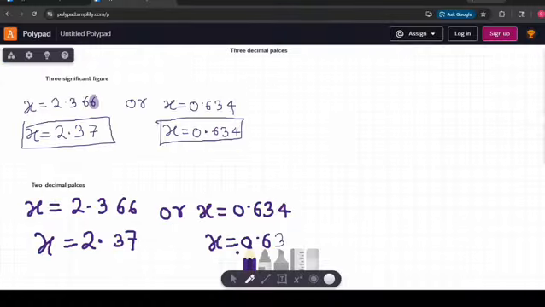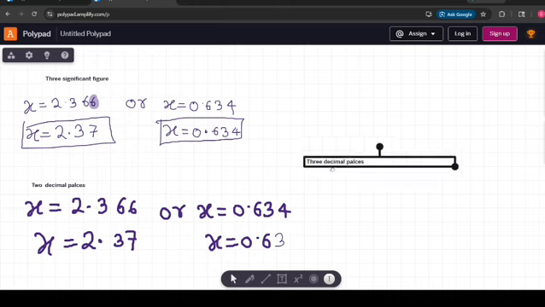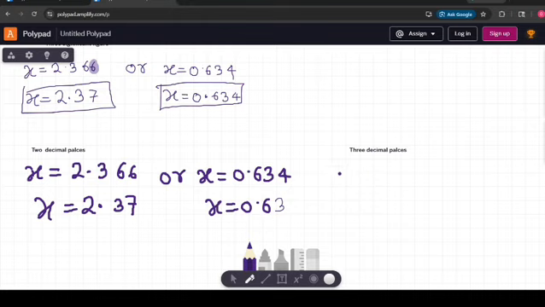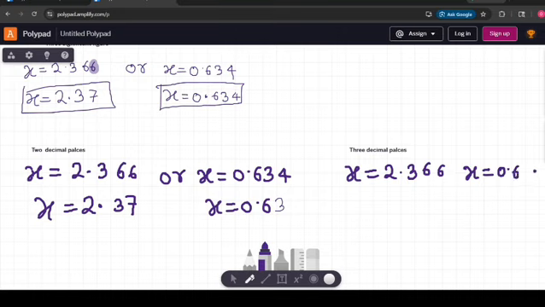One more important thing to remember to get full marks in this question in the exam, you need to write the actual answer that we got first, and with that the significant figure or the decimal places answer that is asked. So total 4 values, all the 4 values should be there in your paper, like x is equal to 2.37, x equal to 0.63, and the final answer as per the requirement. All the 4 values should be there, and then only you will get the final answer mark.